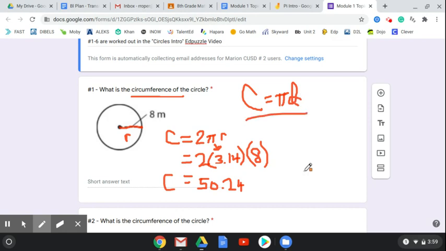Now, let's say I use this formula: circumference equals pi times diameter. If the radius is 8, what would the diameter be? If it's 8 meters halfway across the circle, what would all the way across the circle be? Remember, I can put this radius next to another radius, and so I would go 8 meters and then 8 more. And so you could say the diameter is 16, right? So if you had circumference equals pi, or 3.14, times the diameter of 16, guess what 3.14 times 16 is? Also 50.24.